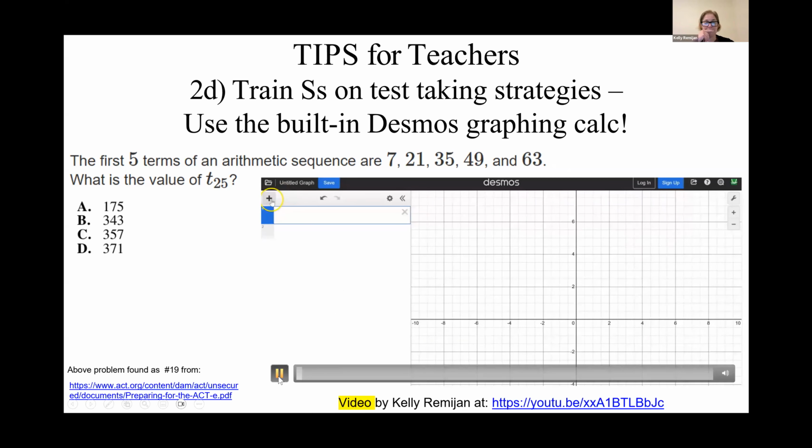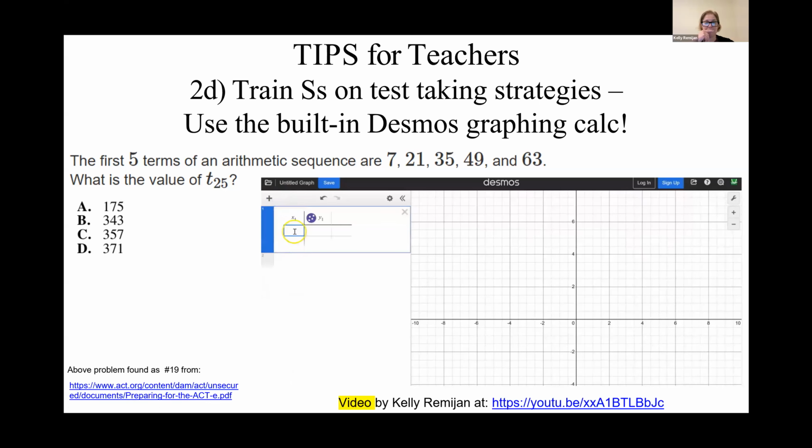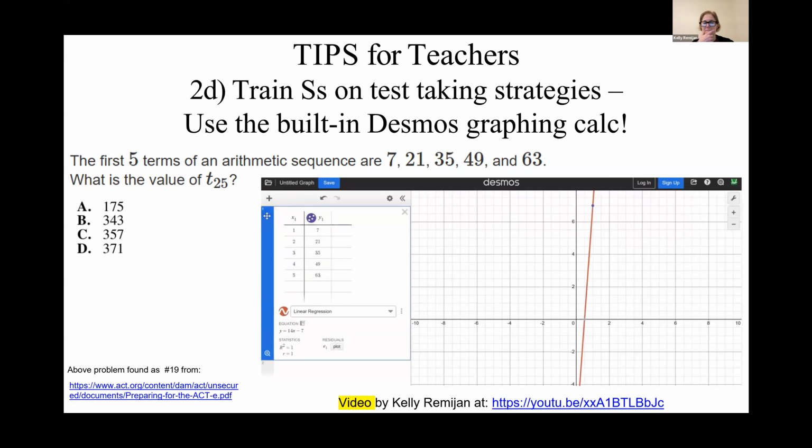So the first thing I'm going to do is add a table. And for my X values, I'm going to do 1, 2, 3, 4, 5. And then over here at Y, I'm going to do 7, 21, 35, 49, and 63. And when I do that, you'll notice up here to the left, it says add regression. And so that is going to give me the line and the equation that will model that data.